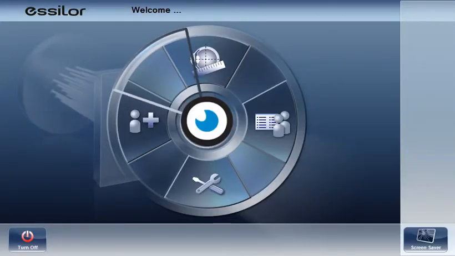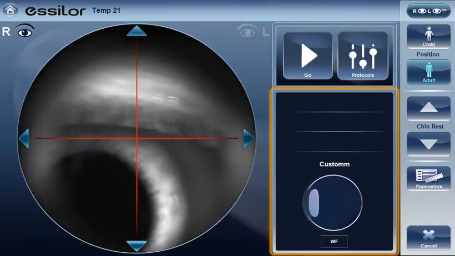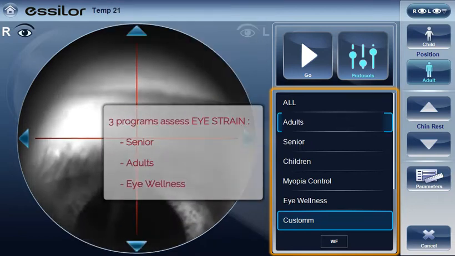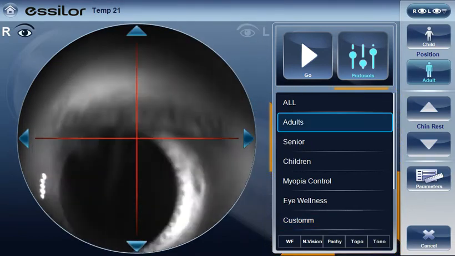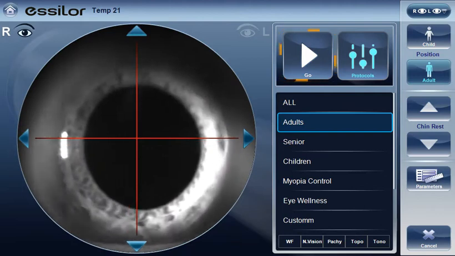Enter the main screen as usual. Select the protocol you want to perform. Install the patient as usual and start the measurement.